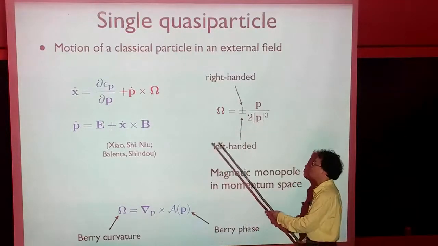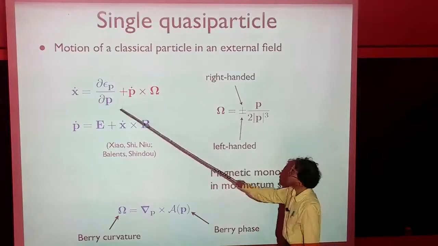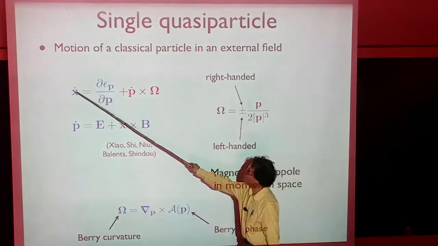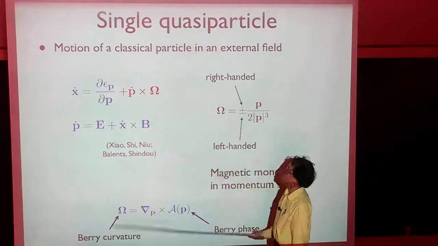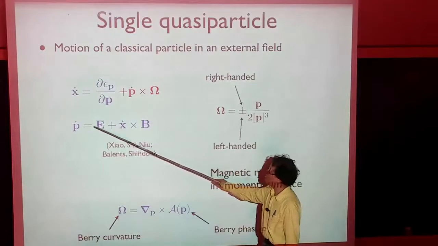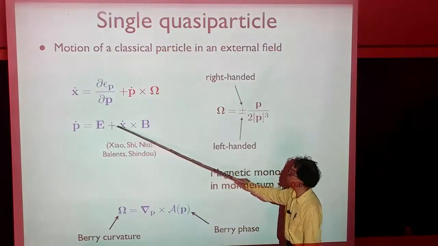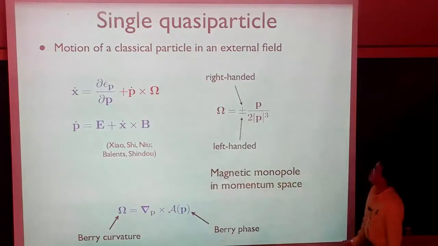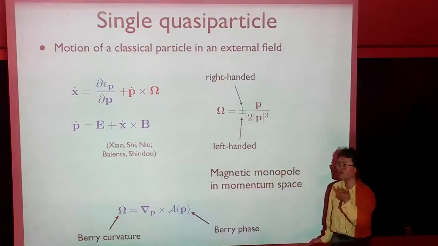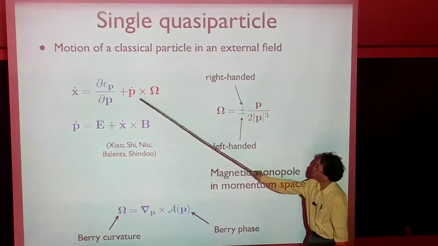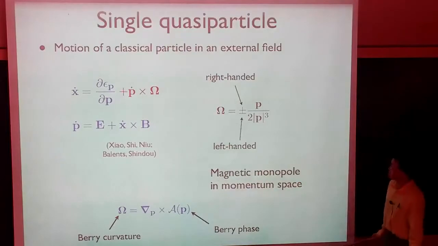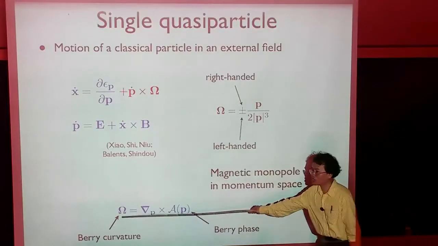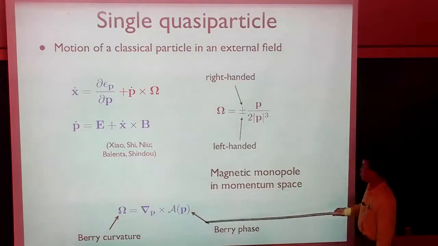when we are teaching classical electrodynamics, we write down the equation of motion of a particle like x dot equals its velocity. So the group velocity is d epsilon p over dp. And p dot, the change of momentum, is given by E plus the Lorentz force. But what is found for particles with spin 1/2 with definite chirality is that there is an extra term, p dot cross omega.